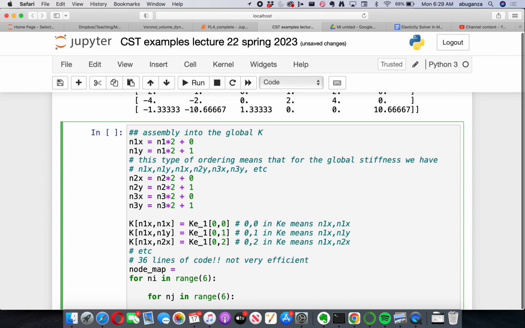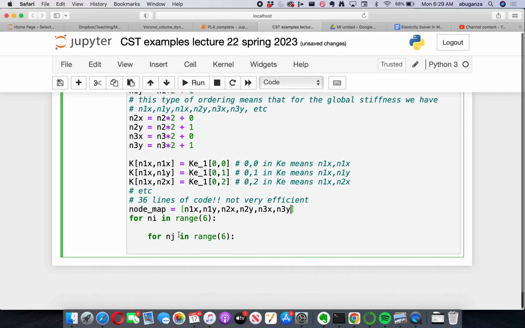I'm gonna call it node map, for example. I'm just gonna put all of this in some list that I can read off. So n1x, n1y, n2x, n2y, n3x, n3y. And so here I am just going to read out of that node map. It's not x necessarily. Let me just call it I. And here, let me call this ni. So ni, I'm gonna read out of the node map the ni.